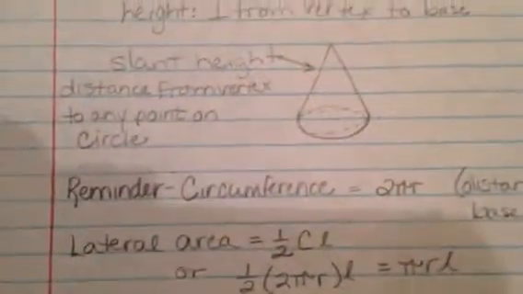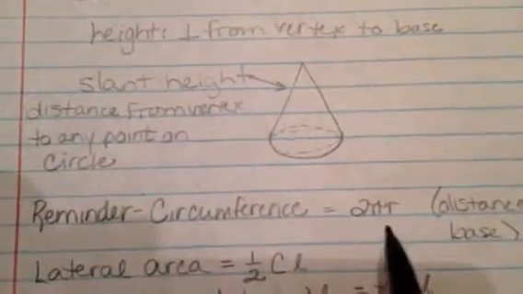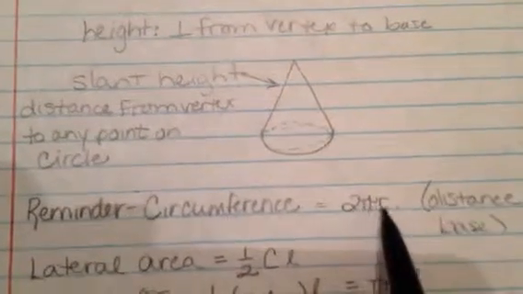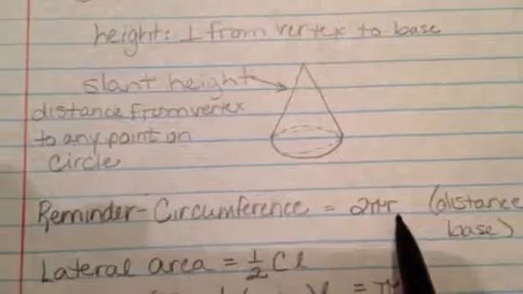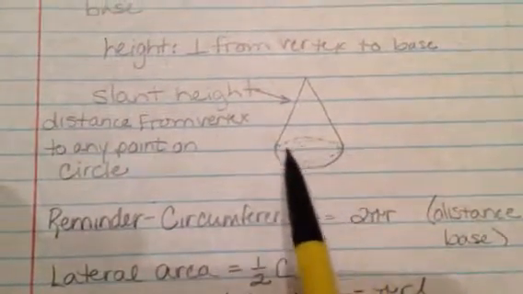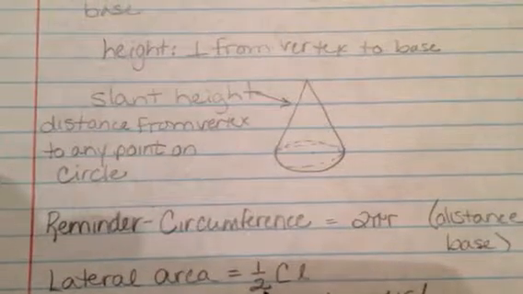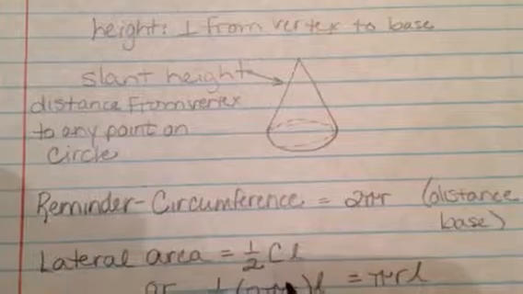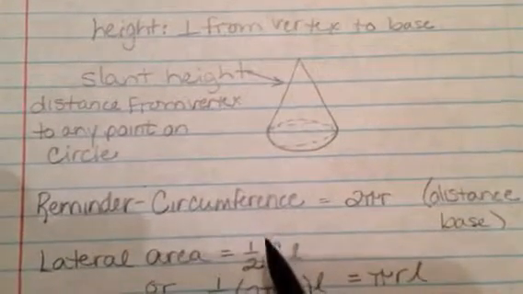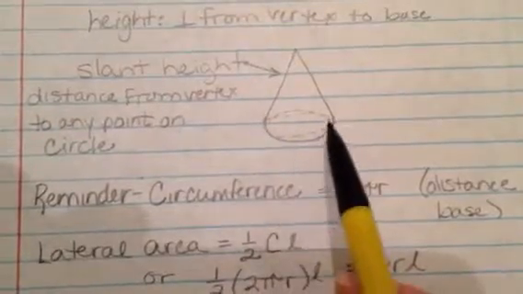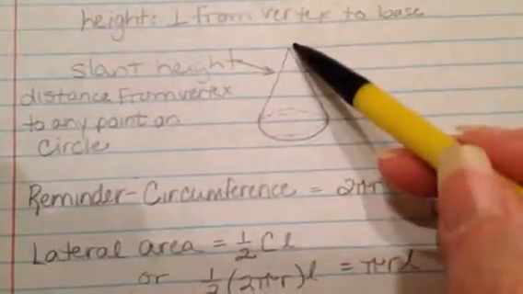And I'm going to remind you that the formula for the circumference of the circle, which is the base, is 2 times pi times the radius, and that gives us that distance around the base, or the entire circumference. So to find the lateral area, we did in a prism the perimeter times the height. We're going to do the same thing in a cone. We're going to do the circumference times the slant height.